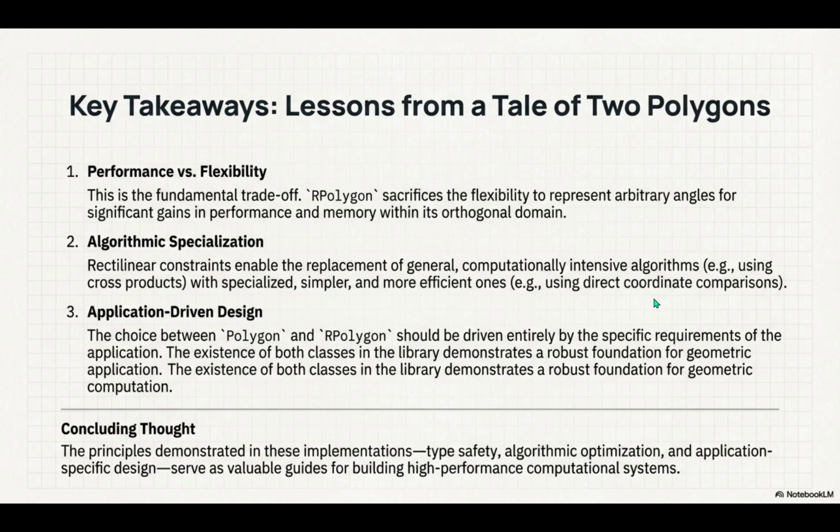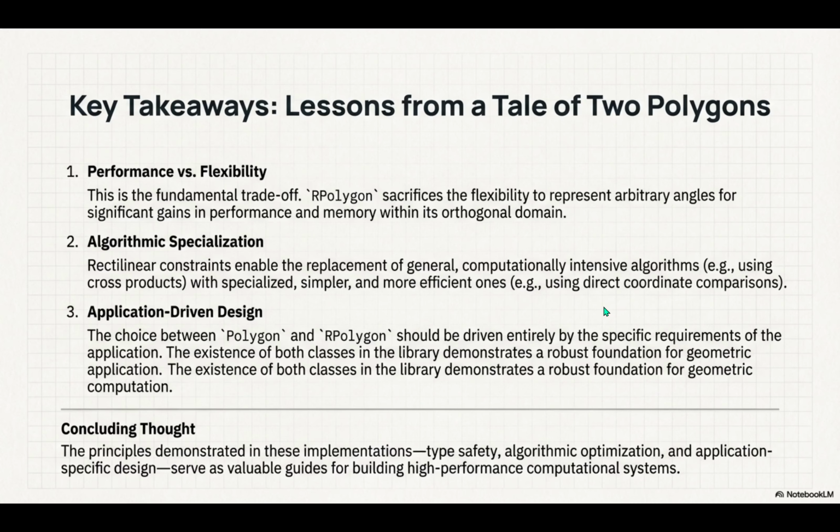So the choice between the generalist and the specialist class has to be dictated entirely by the requirements of the job. Absolutely. For complex organic modeling, you need the flexible polygon, no question. But for building robust, high-performance infrastructure, whether that's a chip or a city map, the constrained polygon is basically non-negotiable. And this shift in perspective, viewing constraints not as barriers, but as tools for optimization, that's powerful far beyond just computational geometry.